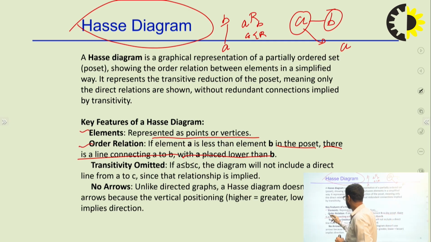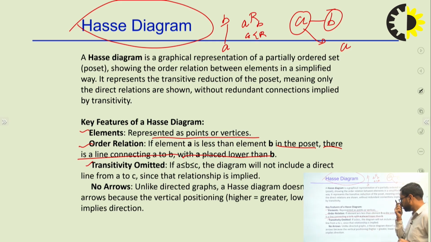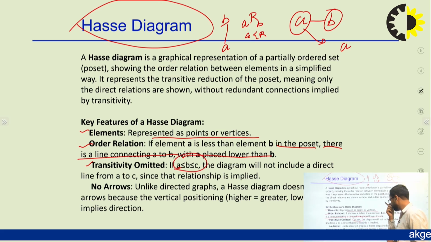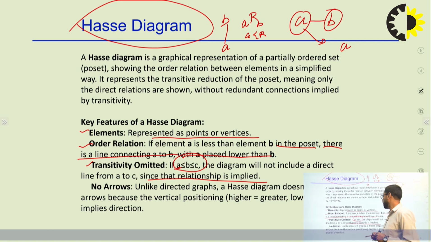So that is the element order relation. The third one is the transitive omitted. Let's suppose A is less than or equal to B and B is less than or equal to C. In that particular situation, the diagram will not include a direct line from A to C. That means we will disconnect the transitive relations. Since that relation is implied, no arrow will be permitted.